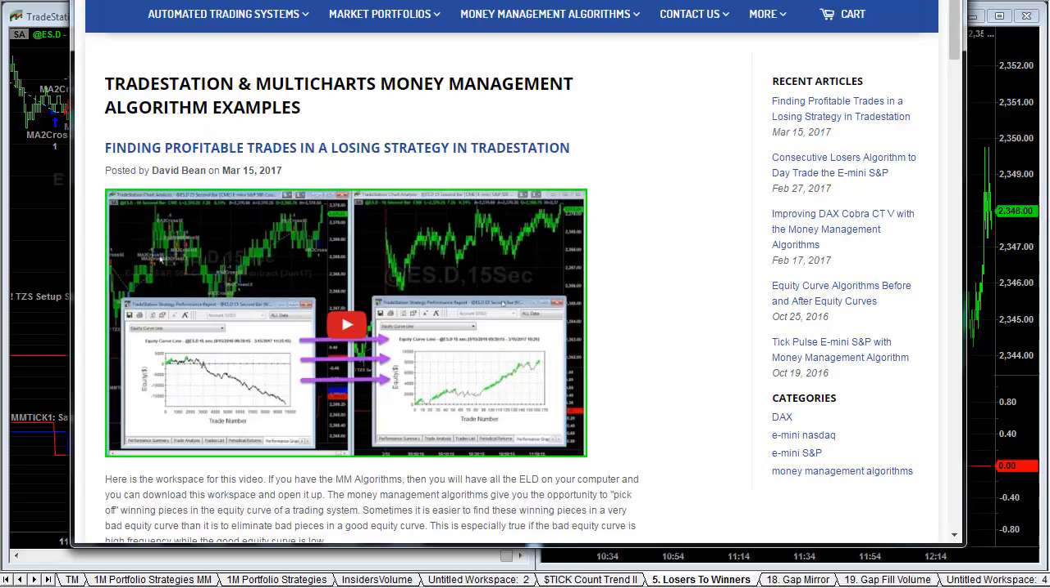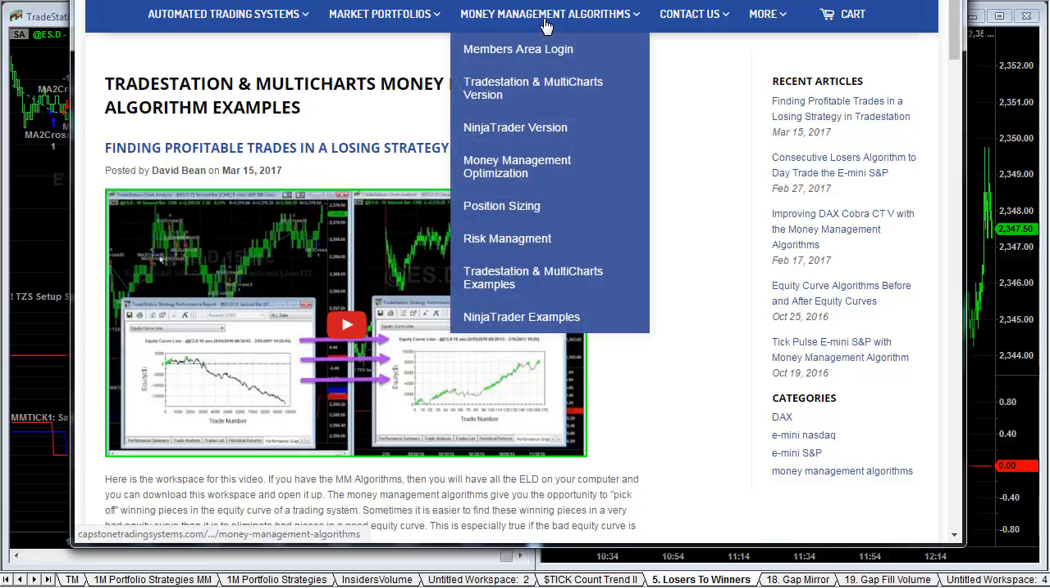We've actually talked about this in the past, several years back, how you can do this with the money management algorithms. And this is the latest on the money management algorithms, taking a negative equity curve strategy and finding the profitable trading periods in that negative equity curve, similar to counter trend trading. And it's part of our money management algorithms approach.